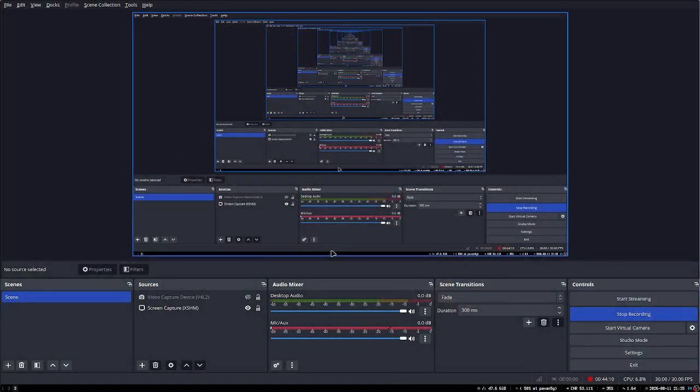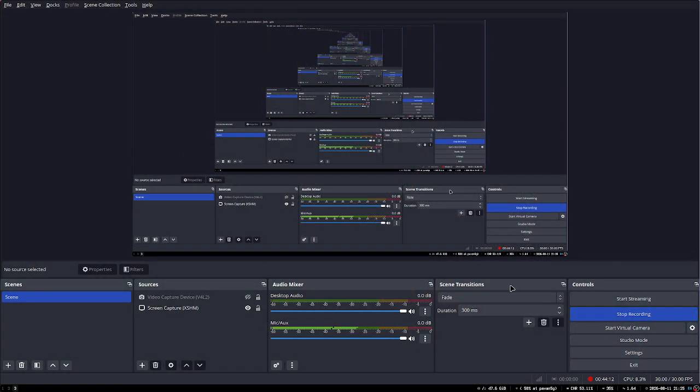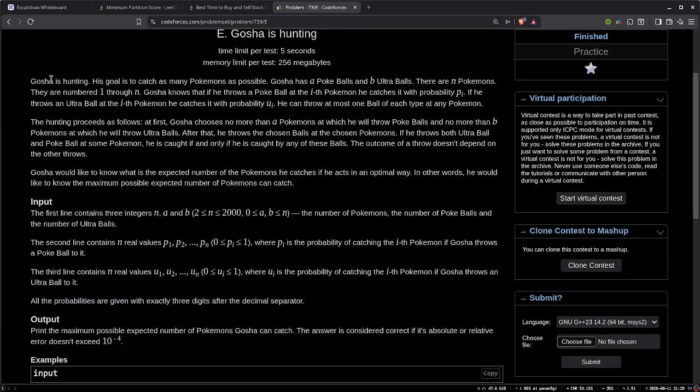And let's see the duration once. 44 minutes, not bad. Okay, so let's read the problem. There's a person, Gosha, he's hunting. His goal is to catch as many Pokemons as possible. Gosha has A Pokeballs and B Ultra Balls. There are n Pokemons.